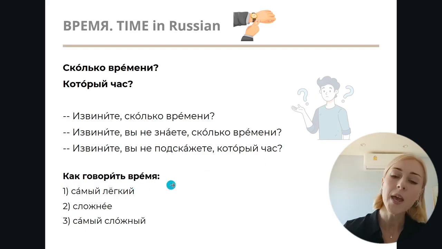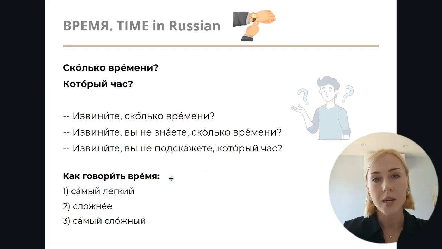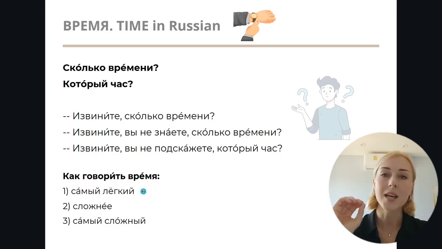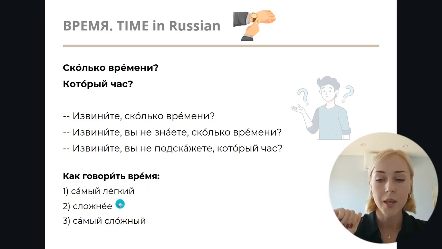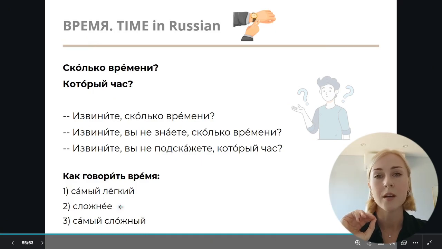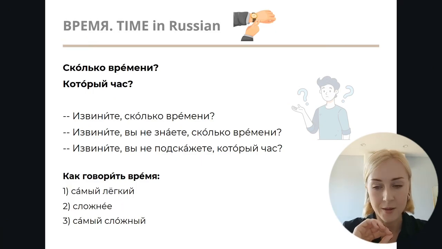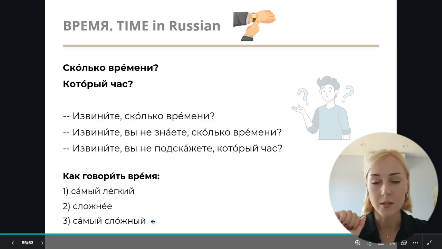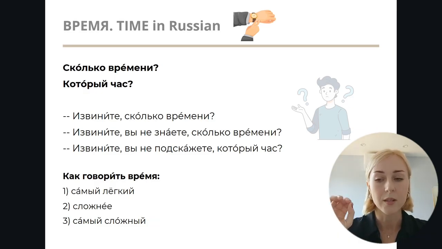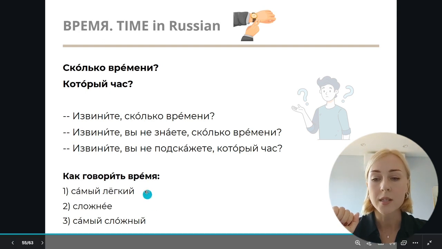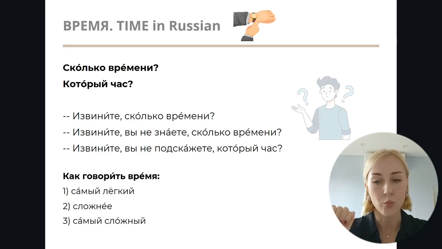Окей, хорошо. There are three ways how to say time in Russian. The first one, самый легкий, the easiest one. The second one is a little bit more complicated, сложнее. And the third one is for advanced students, the most difficult one, самый сложный. In today's lesson, I'm going to tell you about the first and the second way. If you want me to tell you about the third way, let me know. I will record a video lesson for you.